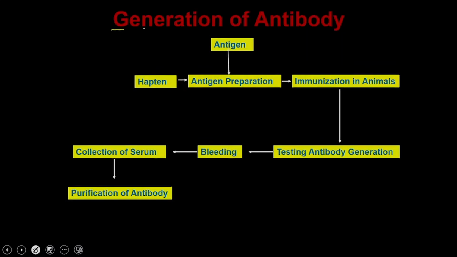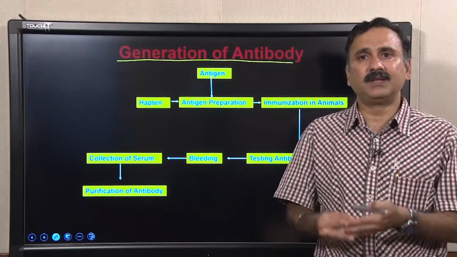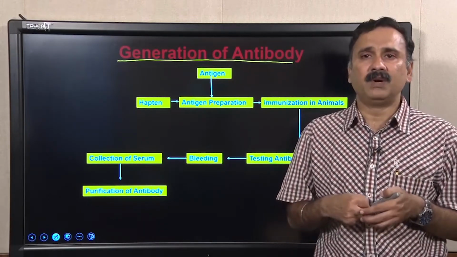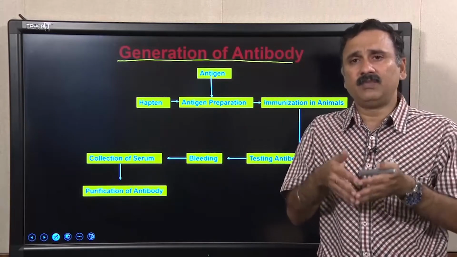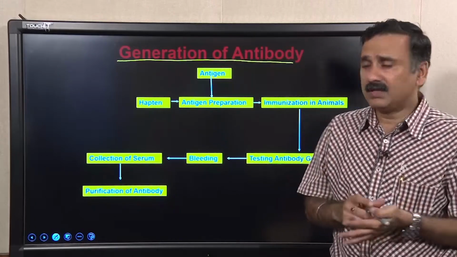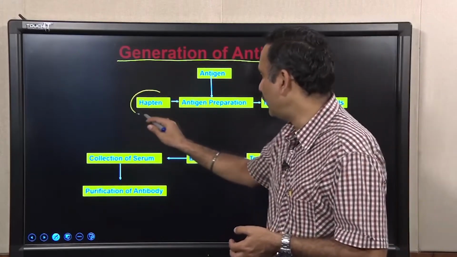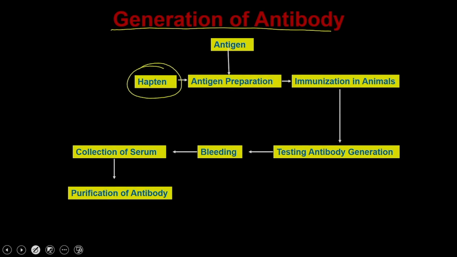Now, the generation of antibody is a multi-step process, and the first thing you require is the antigen. An antigen is a proteinaceous substance, an external agent, which causes an immune response in a particular animal. Antigens could be immunogenic or non-immunogenic. The antigens which are non-immunogenic are called haptens.